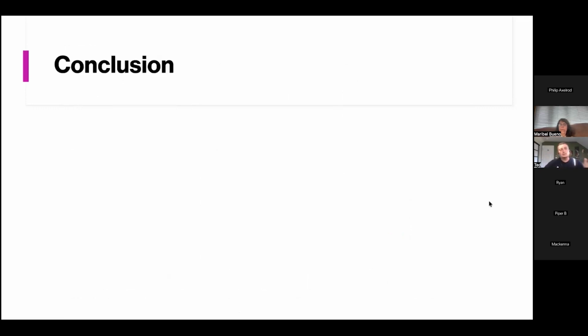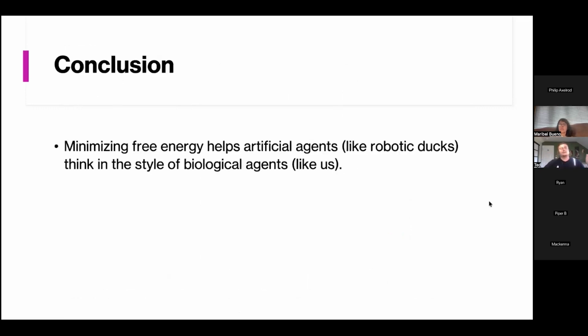So in conclusion, minimizing free energy can help artificial agents like robotic ducks think in the style of biological agents like us. And that is awesome.